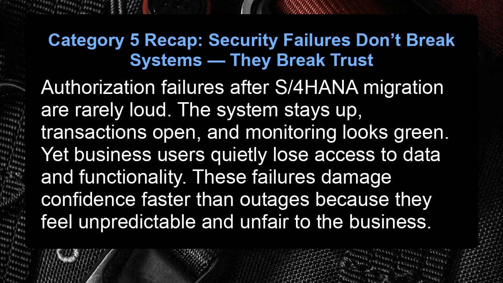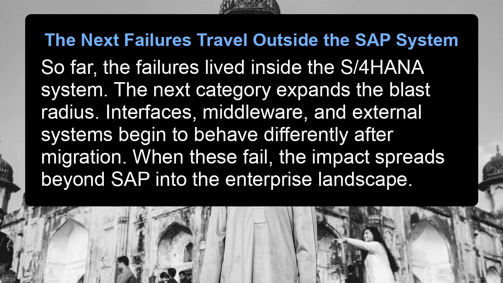These failures damage confidence faster than outages because they feel unpredictable and unfair to the business. The next failures travel outside the SAP system. So far, the failures lived inside the S/4HANA system. The next category expands the blast radius.